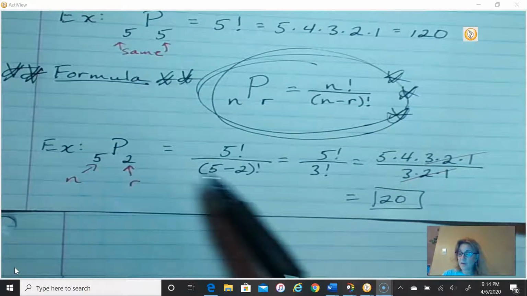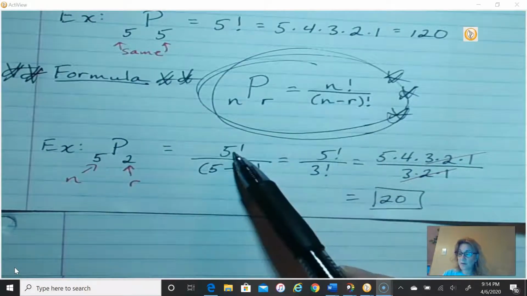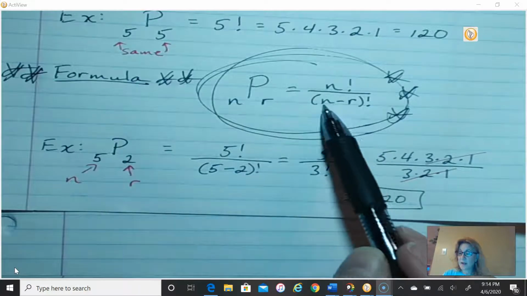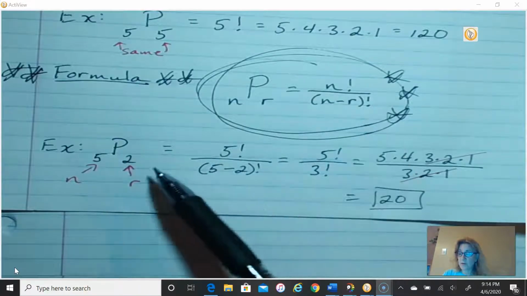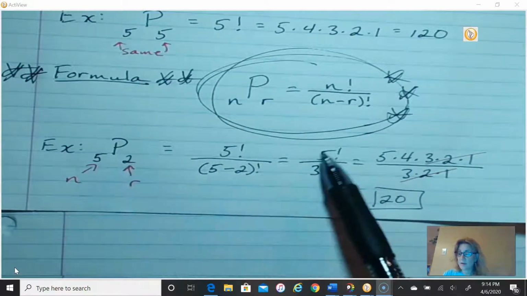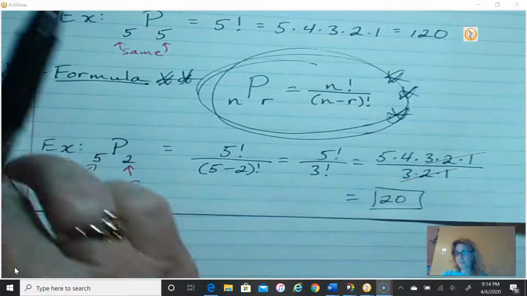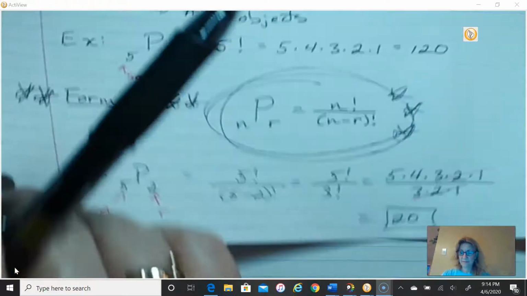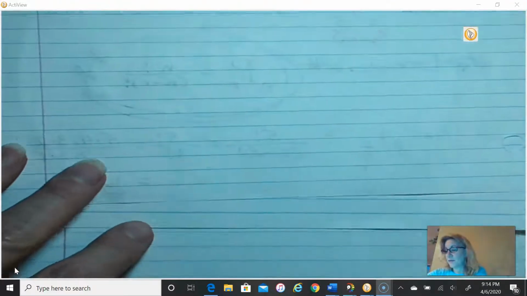This is your n, this is your r. Fill it in. N factorial, that's your n. N minus r factorial, n minus r. You get your numbers and you go. You may pause this or rewind and look at that again if you need. All right, let's move on. By the way, I only have 2 pages of notes.